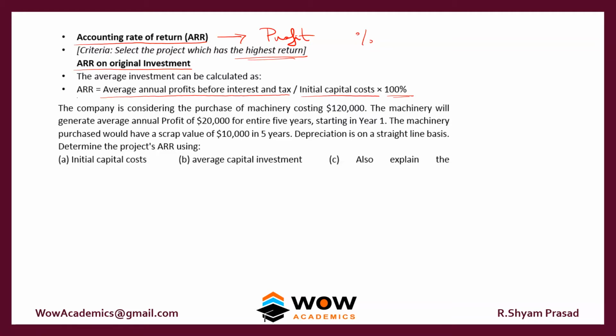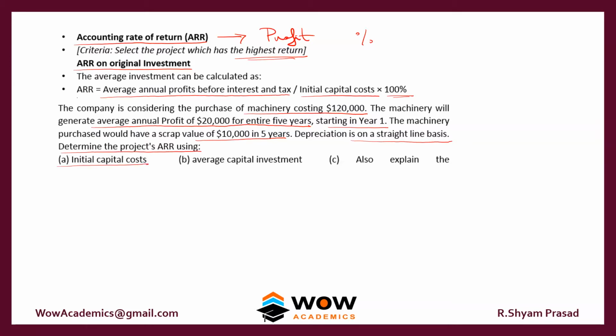So we'll start with the problem. The company is considering the purchase of machinery costing 1,20,000. The machinery will generate an average annual profit of 20,000 for the entire 5 years, starting in year 1. The machinery purchased will have a scrap value of 10,000 in 5 years' time. Depreciation is on a straight line basis. Our job is to determine the ARR.